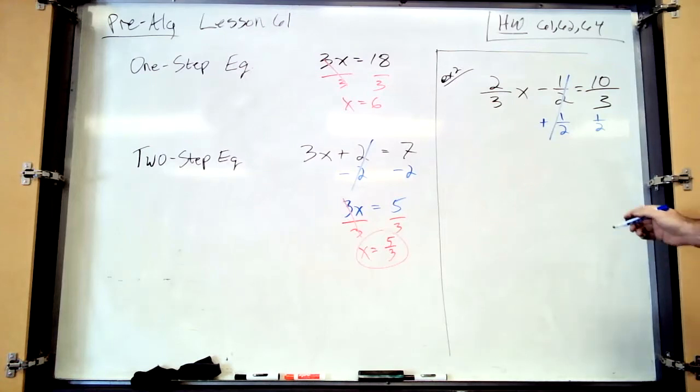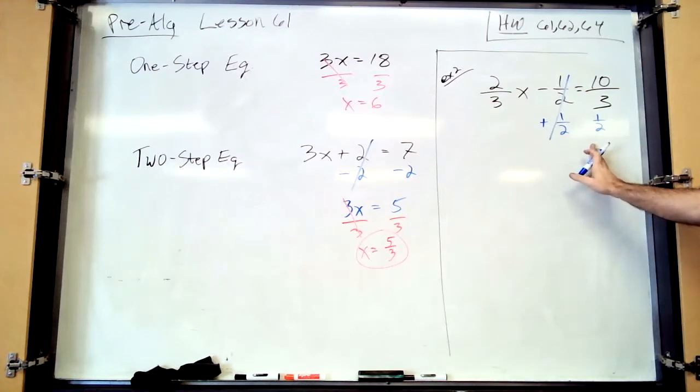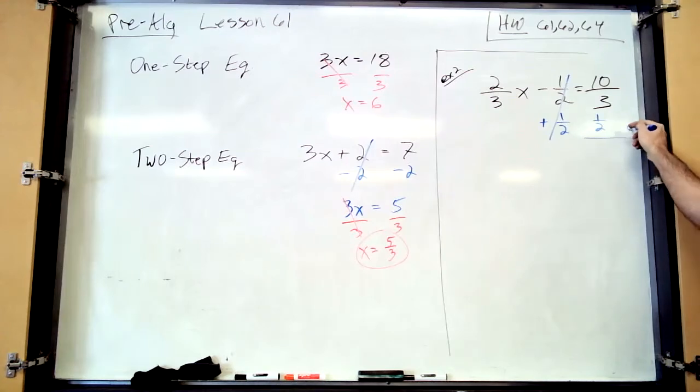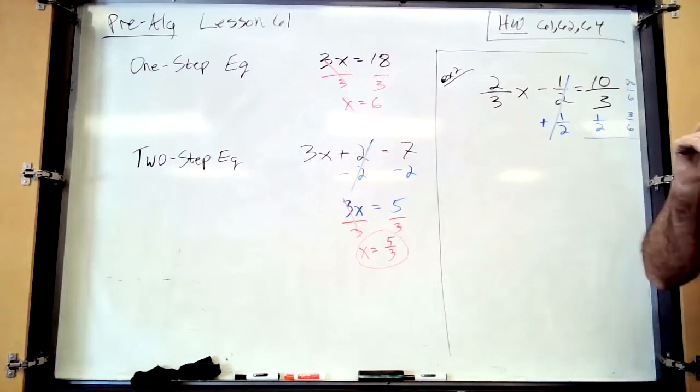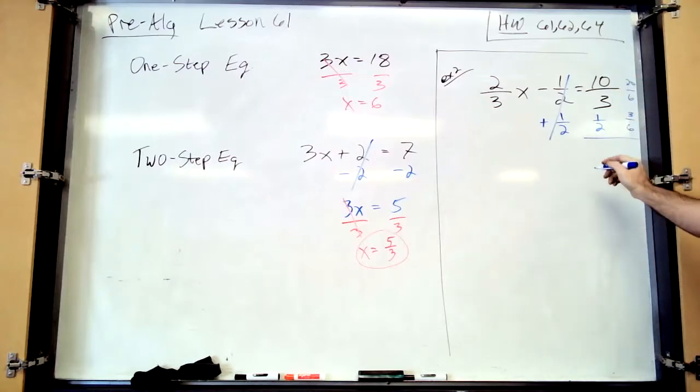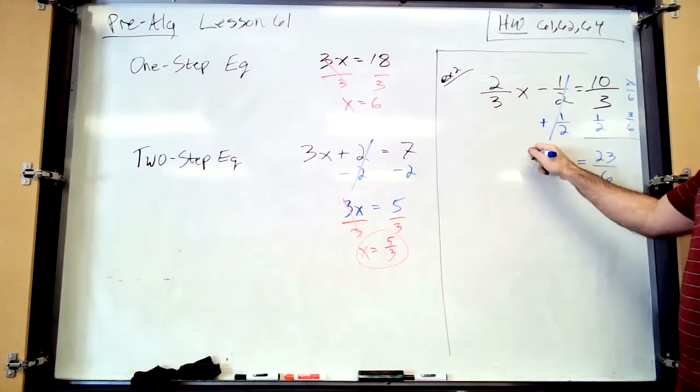Oh, my bad. I subtracted. So how do you add these fractions? What do you need? A common denominator. It's a 6. So that's 2/6 plus 3/6. Oh, I did it reverse. I did subtraction instead.